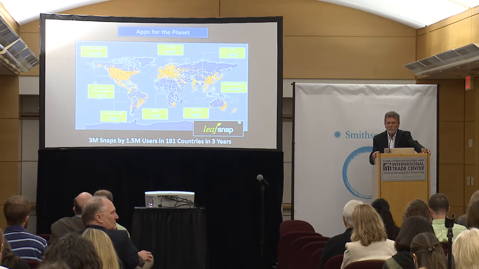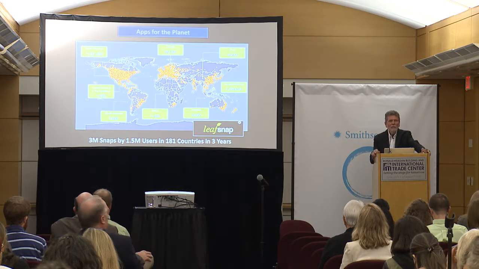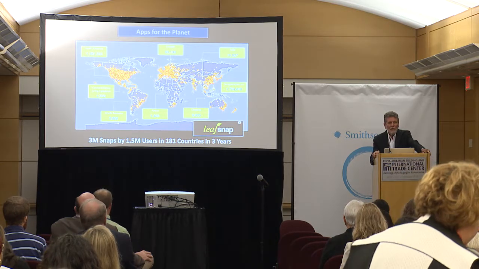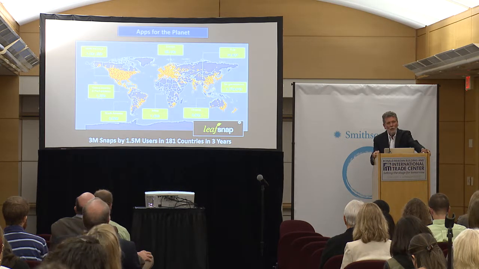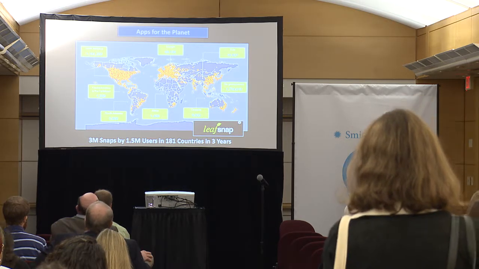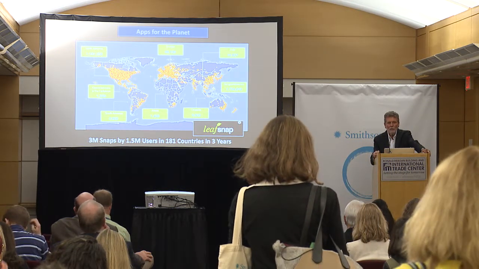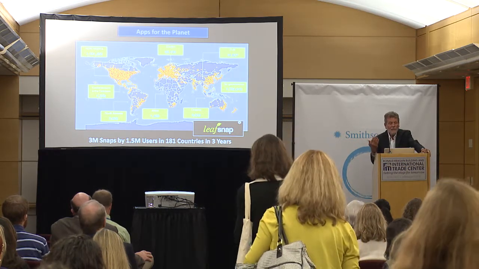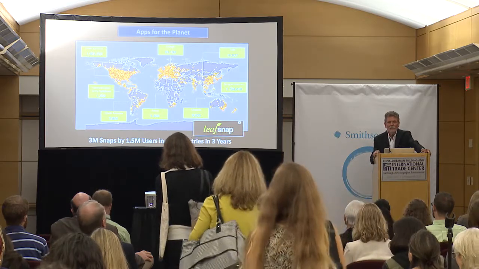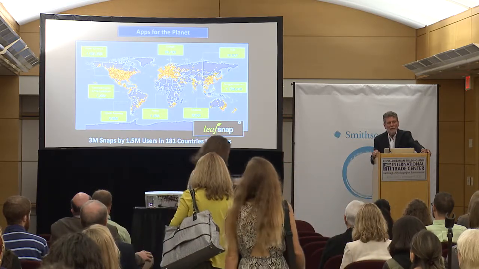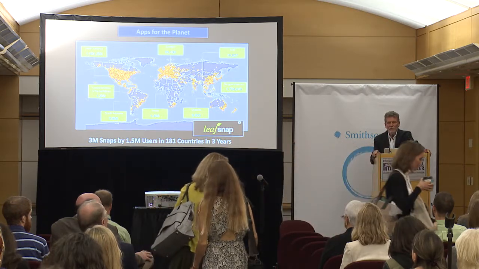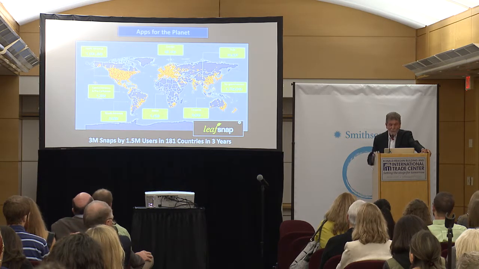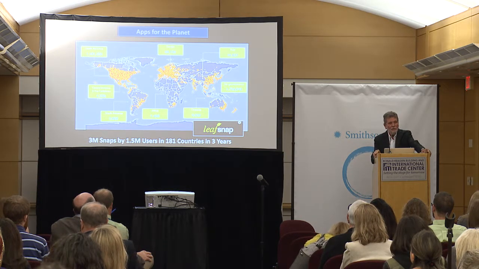And believe it or not, even though LeafSnap only applies to about, at this point, 200 species of trees in the northeastern U.S., we've had 3 million snaps from 1.5 million users in 181 countries around the world. Citizen scientists, and not even citizen scientists, just citizens, are obviously interested in using the phones they have and the equipment they have to look at nature, and I think this is what we're all going to be talking about today. 3 million snaps is a lot of data.